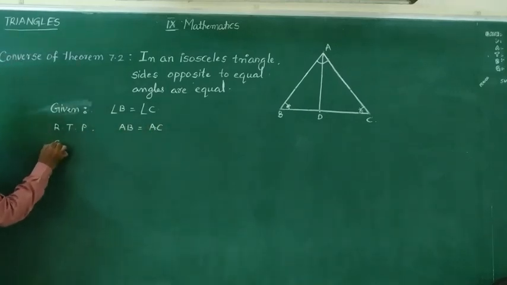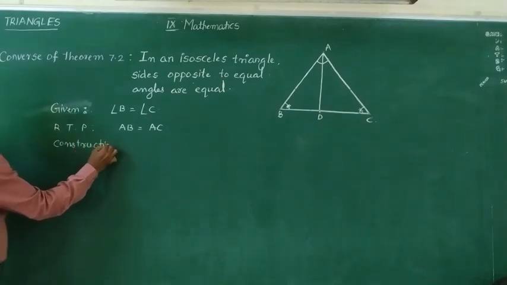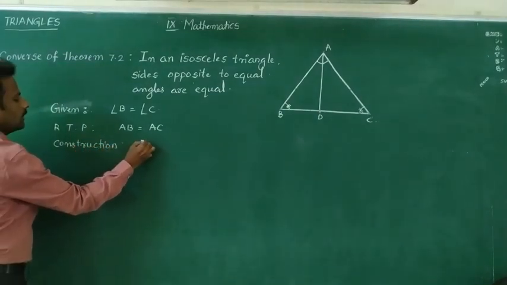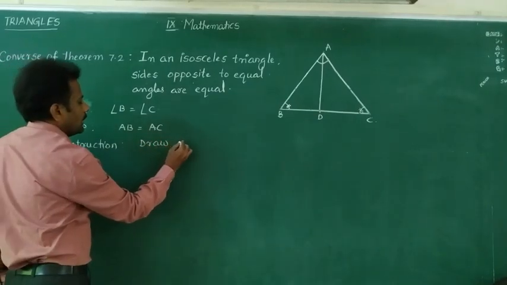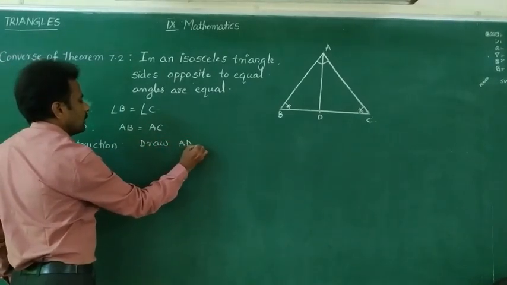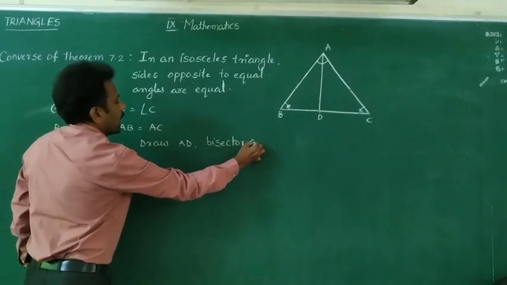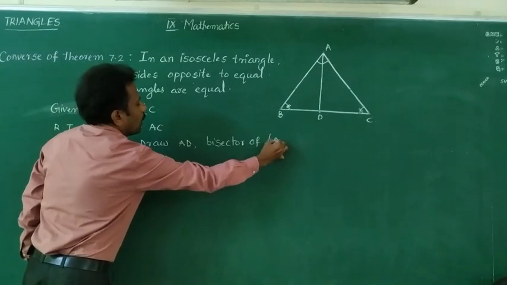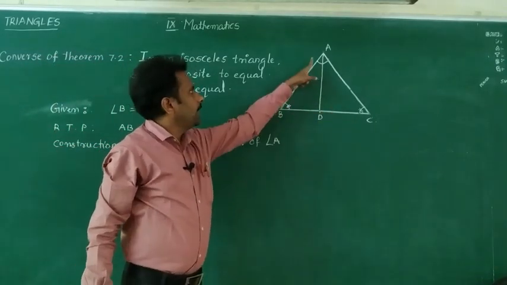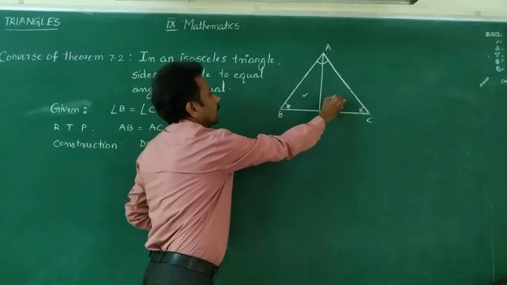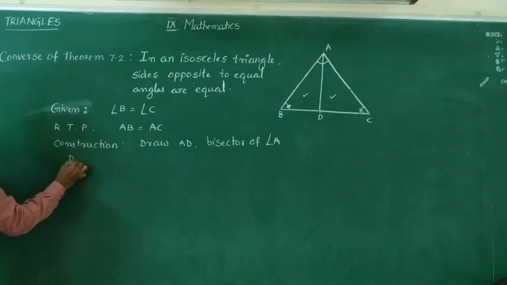Then construction. So we are constructing, that is we are drawing, the bisector of angle A, that is AD. Now again we have got two triangles. What are the two triangles? Triangle BAD and triangle CAD. Now we have to show that they are equal. So in proof, let us see.